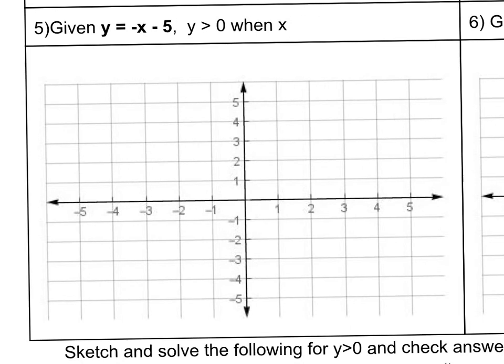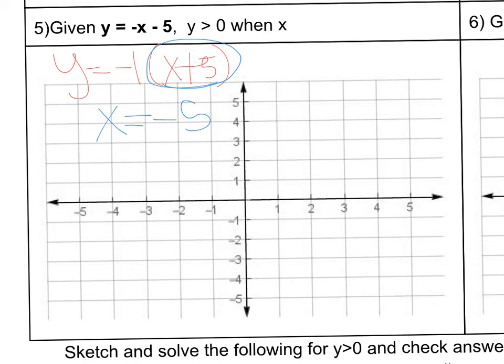Negative x minus 5. Okay, we've got a new one to do. In this case, I have to factor out the negative 1: negative 1 bracket x plus 5. So again, what makes that bracket worth 0, so I get a y value of 0? Well, x has to equal negative 5. So I go all the way over here to negative 5. I know it's sloping downhill, and I also know the y-intercept is negative 5. So there's my line like that.